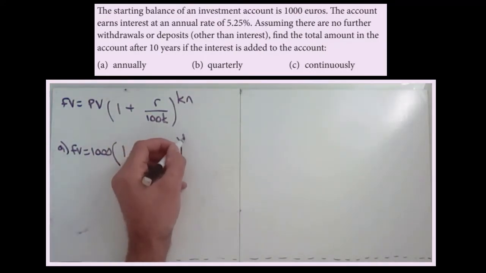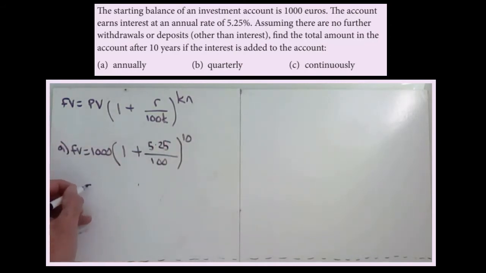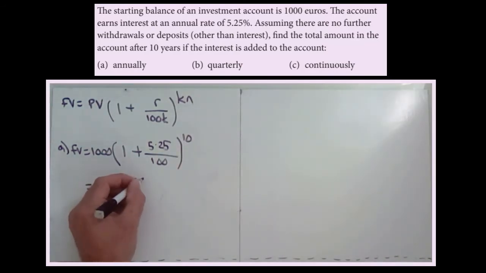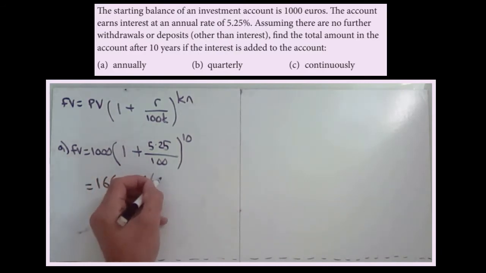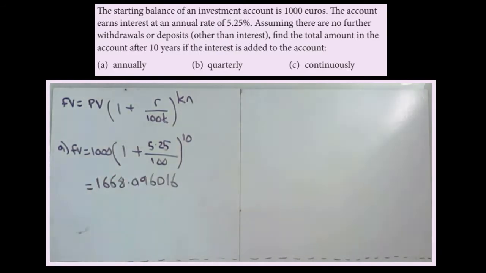So that's just 10. If I do it on a calculator, that comes out at 1,668.096016. We haven't been asked for a specific amount of accuracy, so you should always default to 2 decimal places for money. So we will call that, I think that's euros, 1668.10.